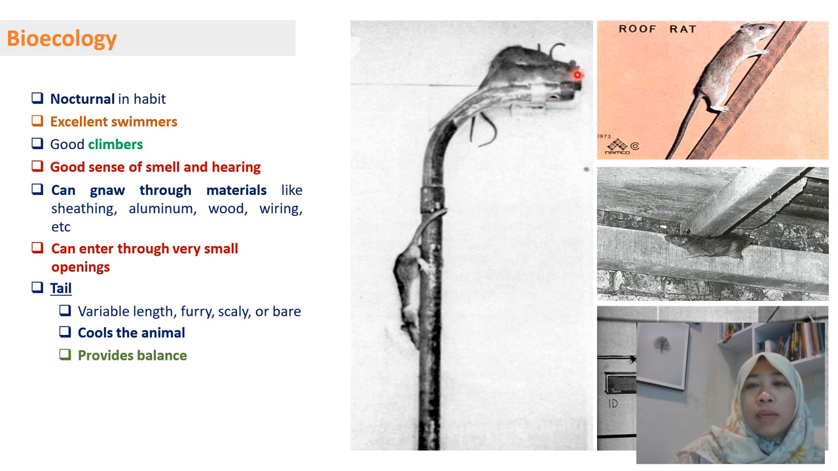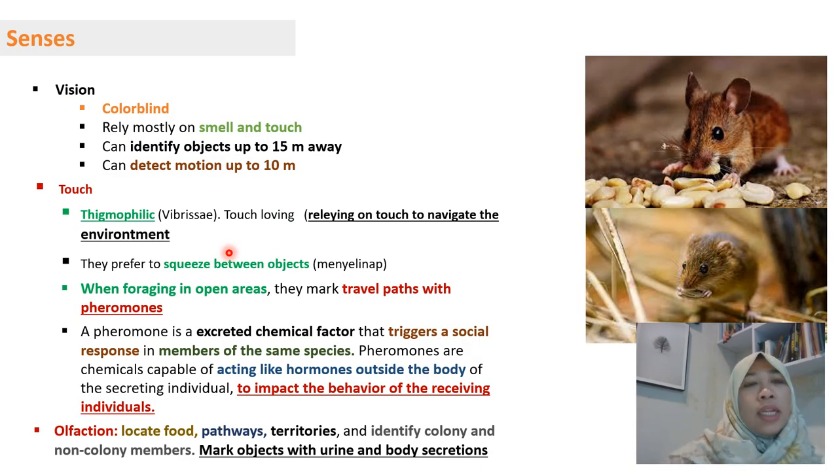Okay, it depends on the head. If the body is really, what is it, elastic, yeah, elastic. If the head is able to enter the small hole, so the rest of the body can enter the small hole too. The tail, the function is to cool the animal and provide balance while they are walking. They can even walk on a wire. They are excellent climbers. And then the vision, the rat is color blind. They rely most on smell and touch.